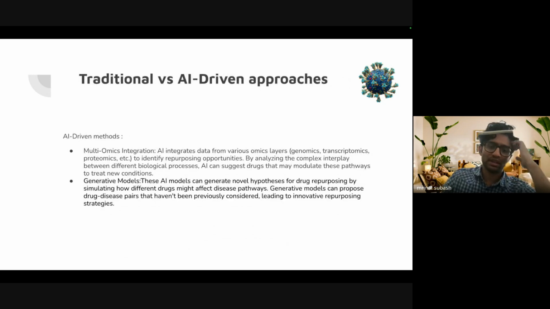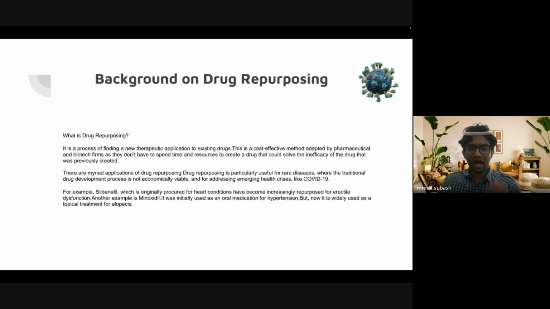Another AI-driven method is multi-omics integration. So multi-omics integration includes genomics, transcriptomics, proteomics, and all of these methods to identify repurposing opportunities. So what I would like to say about multi-omics integration is that AI can suggest drugs that can modulate these pathways to treat new conditions. So say minoxidil, which was used predominantly for hypertension, is now used for treating alopecia.